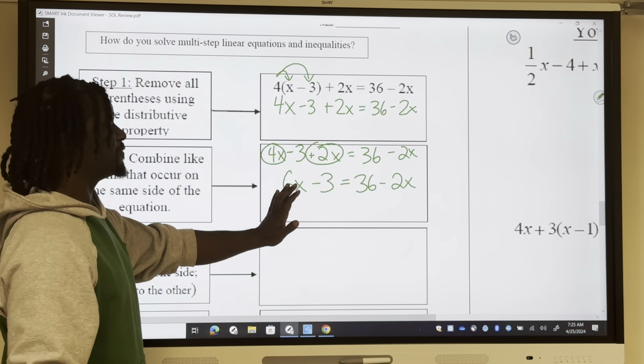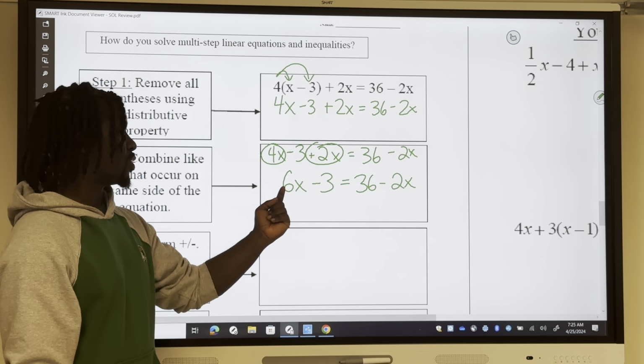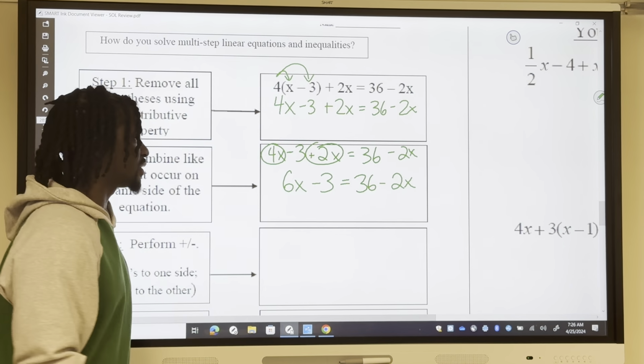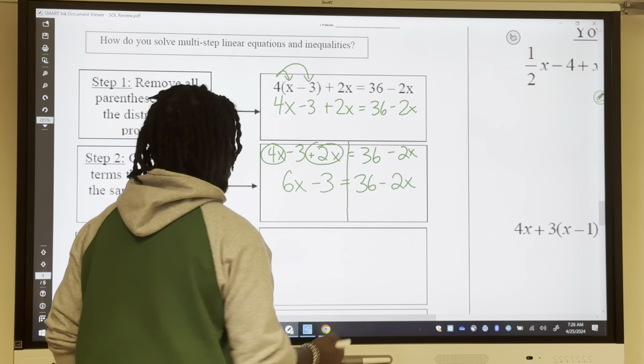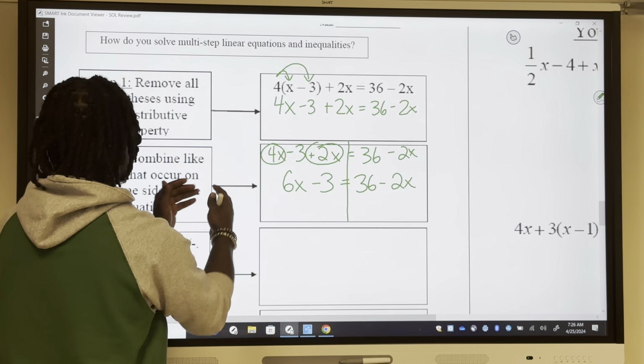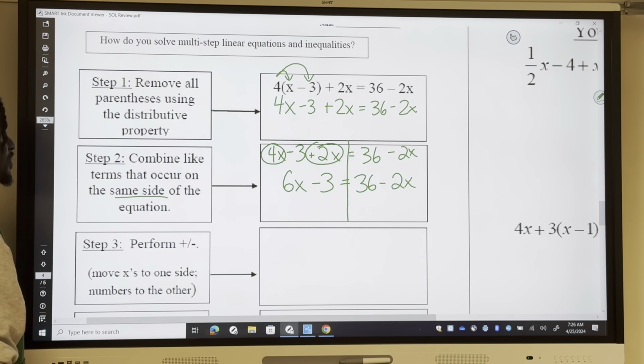Again, I have to stop here because, even though there are x's over here, they're on different sides of the equal sign. So again, I cannot combine these. I've got to combine what's on the same side of the equation. So make sure you remember to do that.